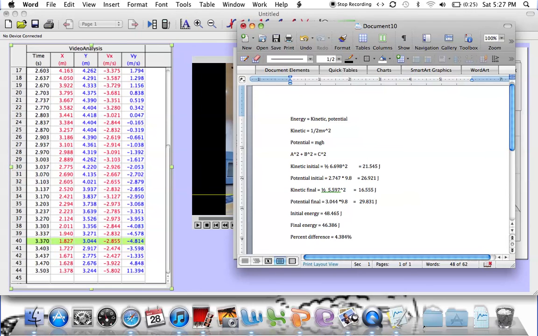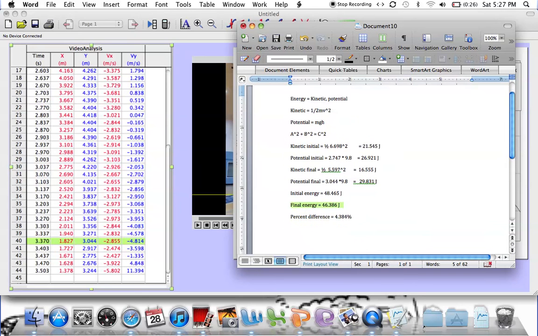Now, looking at initial and final energy of the ball system, we add kinetic and potential energy together. The initial kinetic and potential energy we add, and then we add the final kinetic and potential energy. So the total initial energy is 48.465 joules, and the total final energy is 46.386 joules. And the percent difference between these two values is 4.384%, as indicated right here.